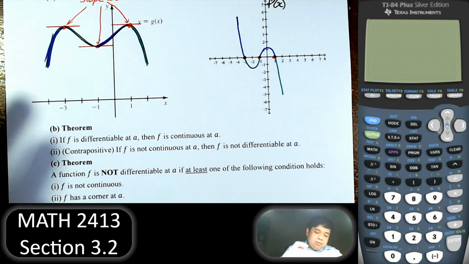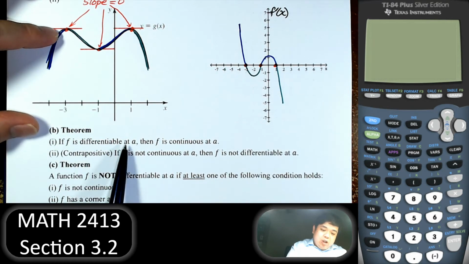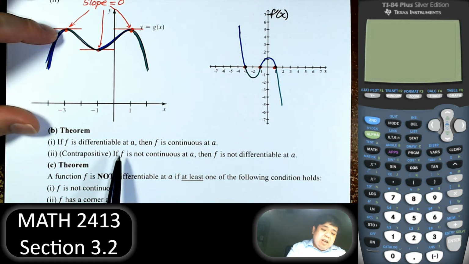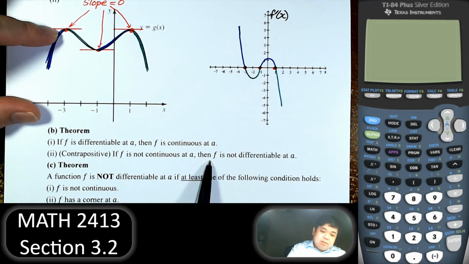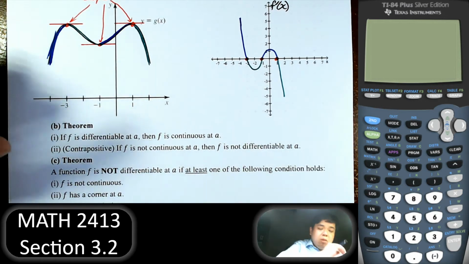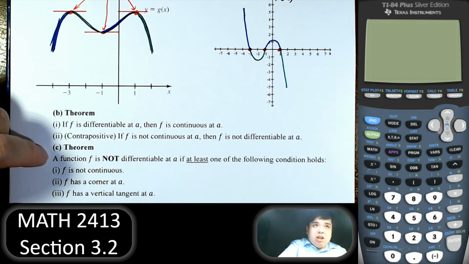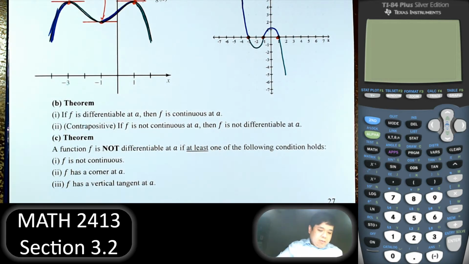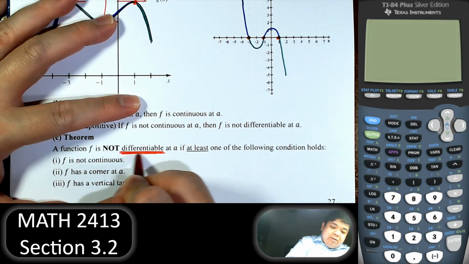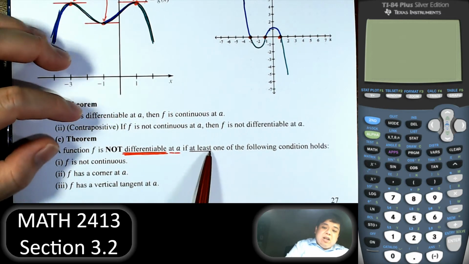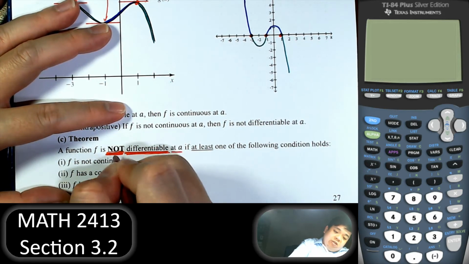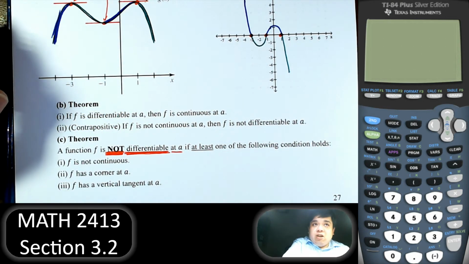Next we have a theorem. If f is differentiable at the point A, then it is continuous at A. The contrapositive of that is, if it is not continuous at A, then f is not differentiable at A. Bottom line, this is just a small part of the bigger theorem. The bigger theorem says the function is differentiable, meaning it has the derivative at the point A, if at least one of the following conditions holds. Actually, the key word here is not differentiable, meaning that the derivative does not exist at the point.